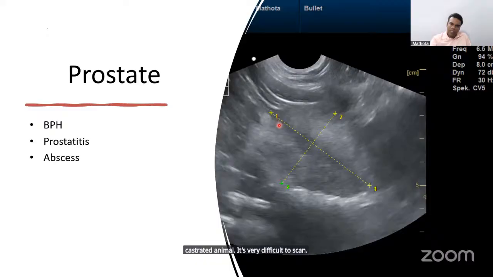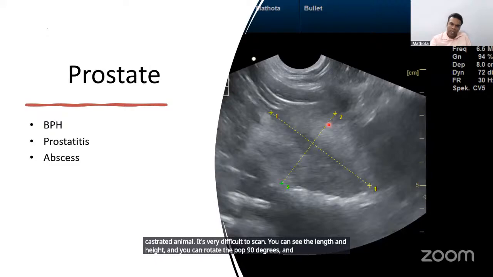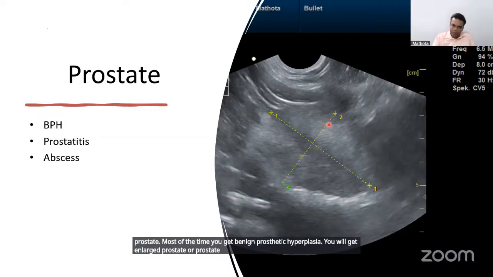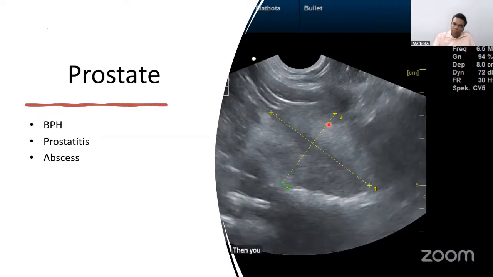You can see the length and height, and you can rotate the probe 90 degrees to see the cross-section view. It's called the butterfly view. In the prostate, most of the time you get benign prostatic hyperplasia, an enlarged prostate gland or prostatomegaly. Then you see prostatitis and prostate abscesses. Changes like that you can identify.